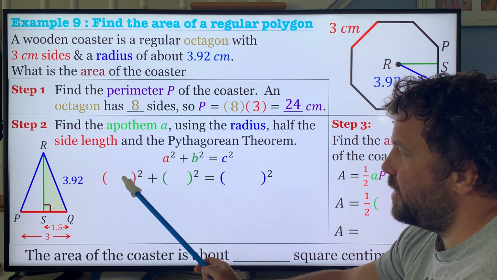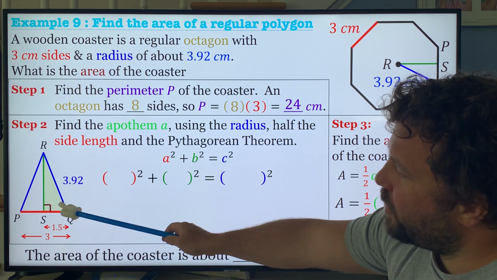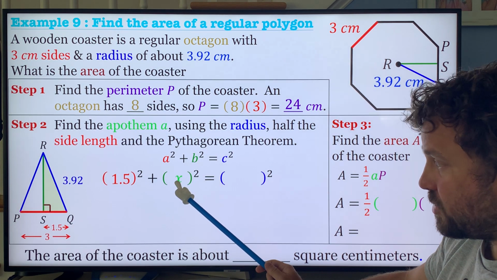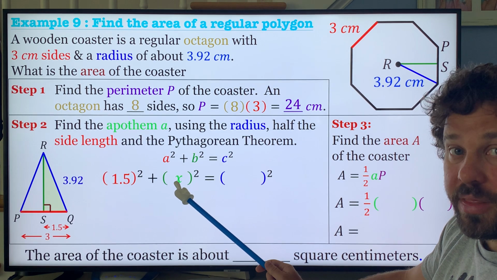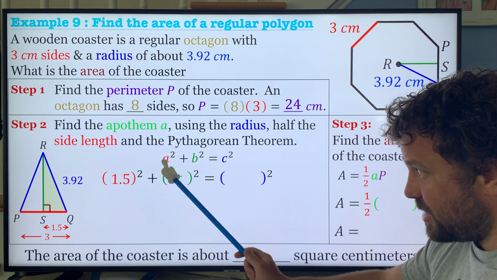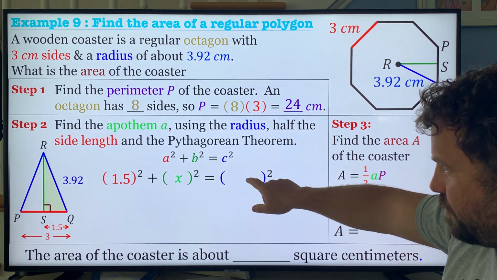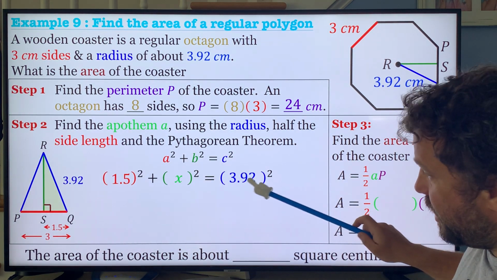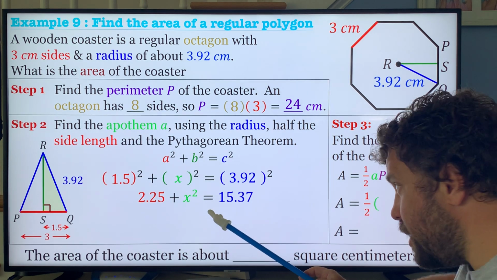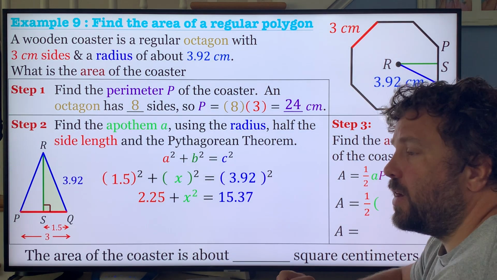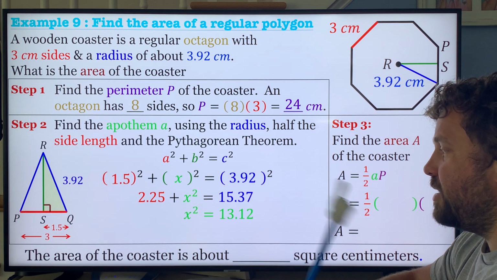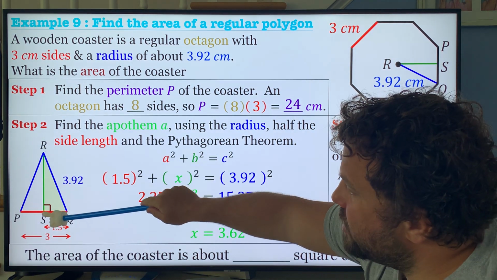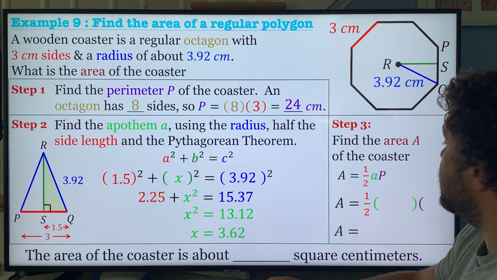So a squared plus b squared is c squared. Now our radius is our hypotenuse. So 1.5 squared plus, we don't know what b is, so we'll just call it x, because it's our apothem. The reason I don't call it a again is I don't want to confuse you with the letters. c is 3.92 squared. You square and you square. You subtract 2.25 from both sides, and you get x squared is that, and then you take the square root. So x is 3.62. So RS, which is x, which is our apothem, is 3.62.